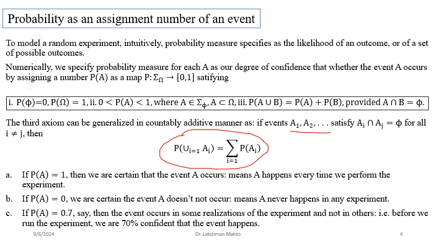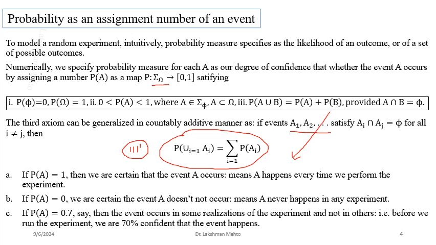So the probability of the union of the Ai's would be equal to just the sum of the probabilities of the Ai's. So it is generalized from the third axiom; you can call it axiom 3-prime, for when you have a countable number of events. That's where the sigma word is coming from, so the sigma word is justified. Sigma deals with unions, all possible unions, in a very specific way.